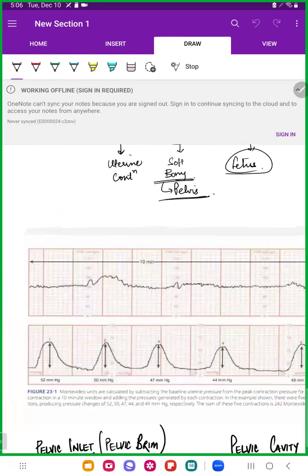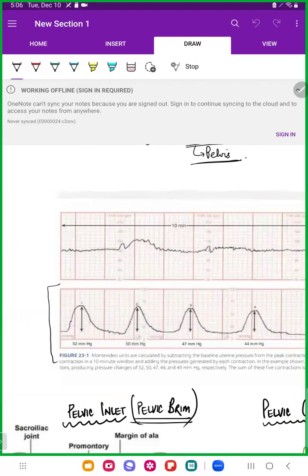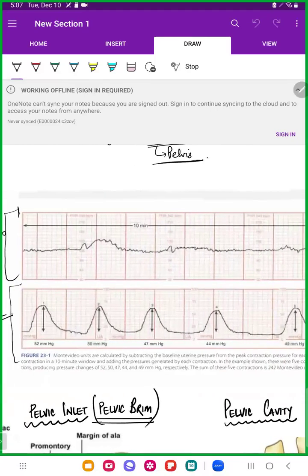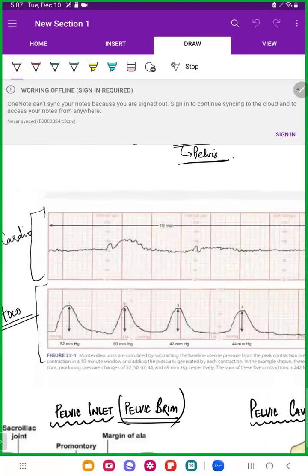Now starting with power. Power of uterine contraction, how do we measure it? We measure it by cardiotocography. Cardio is monitoring of baby heartbeat and toco is monitoring of contractions. So what we do is take out a CTG of at least 10 minutes. In that 10 minutes, what do we look for? We look for the number of contractions and their strength. How do we calculate the strength? We take the amplitude, we take the baseline and subtract it. So we get the strength.